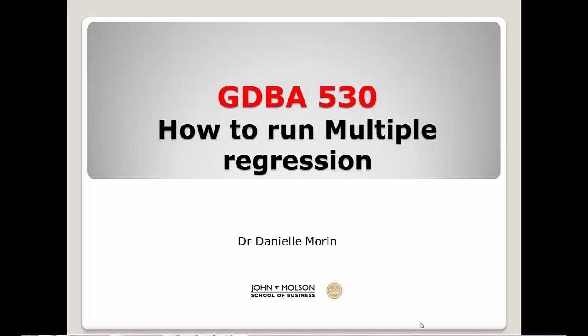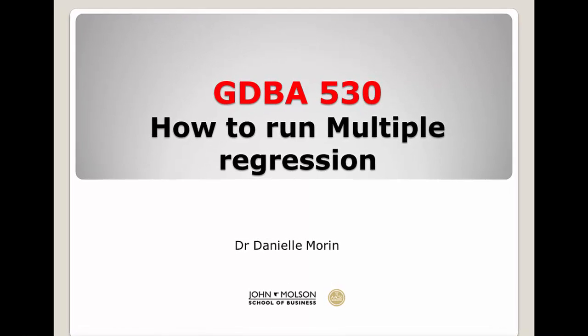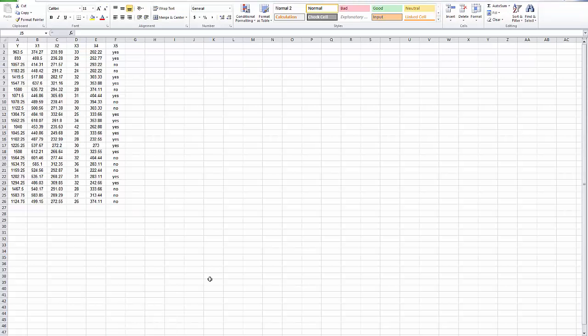How to run a multiple regression. So I look at my data set and I see in my data set I have first the y variable, which is the dependent variable that I will try to predict based on x1, x2, x3, x4 and x5.